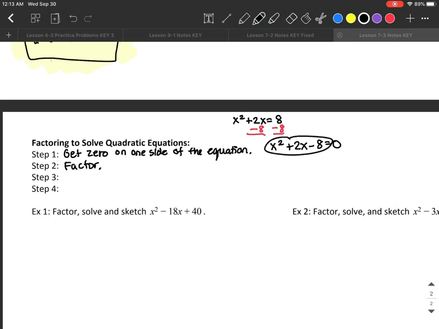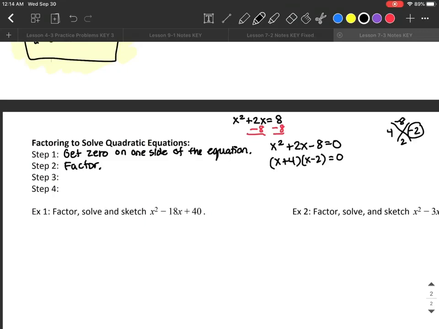Second step, factor. I know how to factor this thing on the left now. We talked about it. It's a quadratic expression, and it can be factored. So I know I need two numbers that multiply to -8 and add up to 2. Those two numbers are +4 and -2. So instead of writing this as is, I'm going to write it as x plus 4 times x minus 2 is equal to 0. Done with my second step.